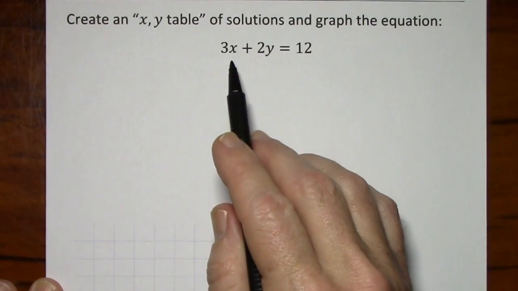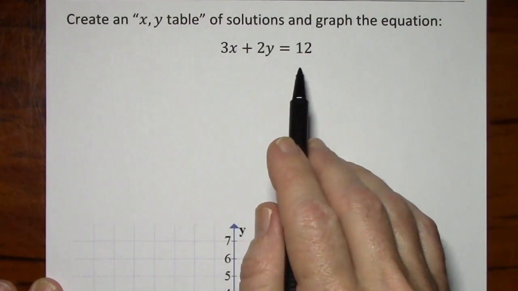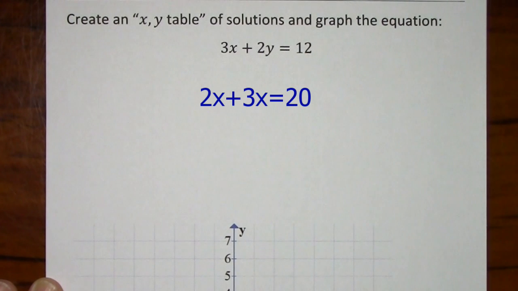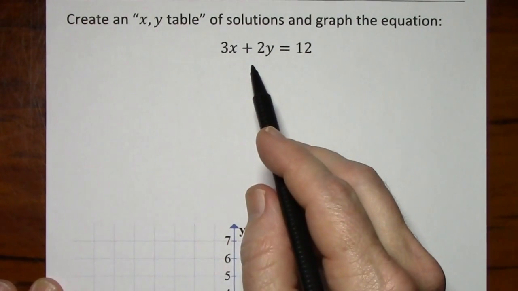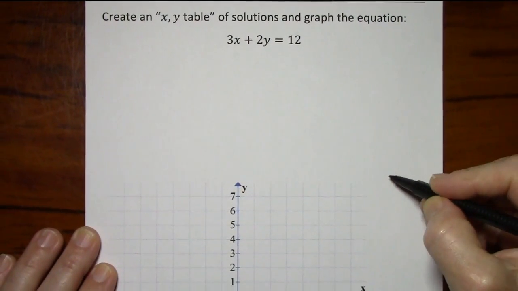Notice that there are two different variables. So what the equation actually represents is a relationship between x and y. Unlike previous equations where you had all x's or all y's and one correct solution, now equations with two different variables are going to have many solutions. We'll use an xy table to just find a few solutions.